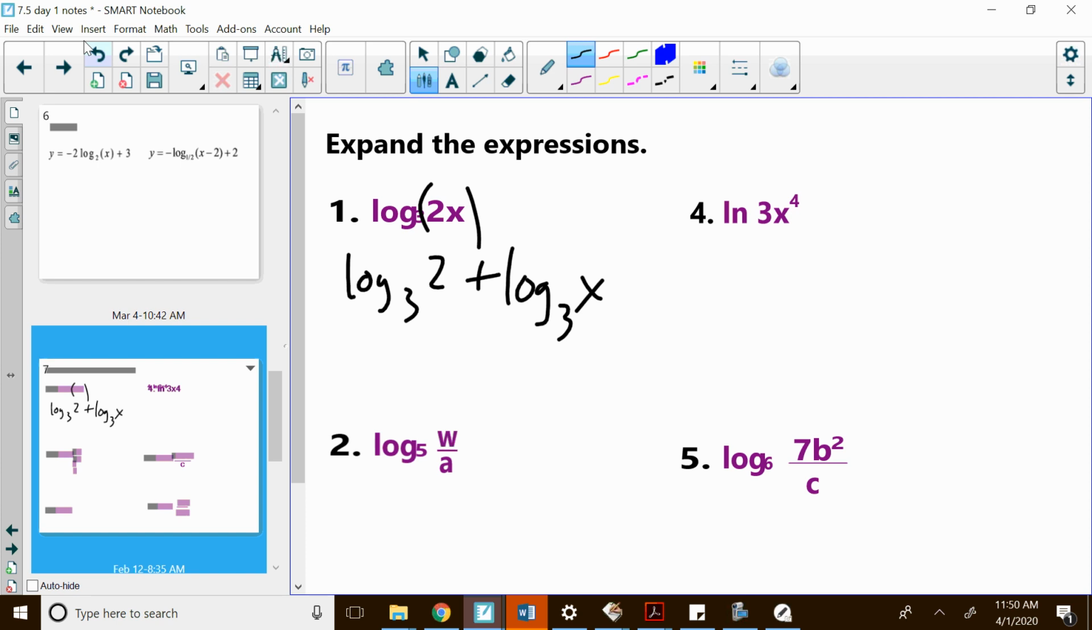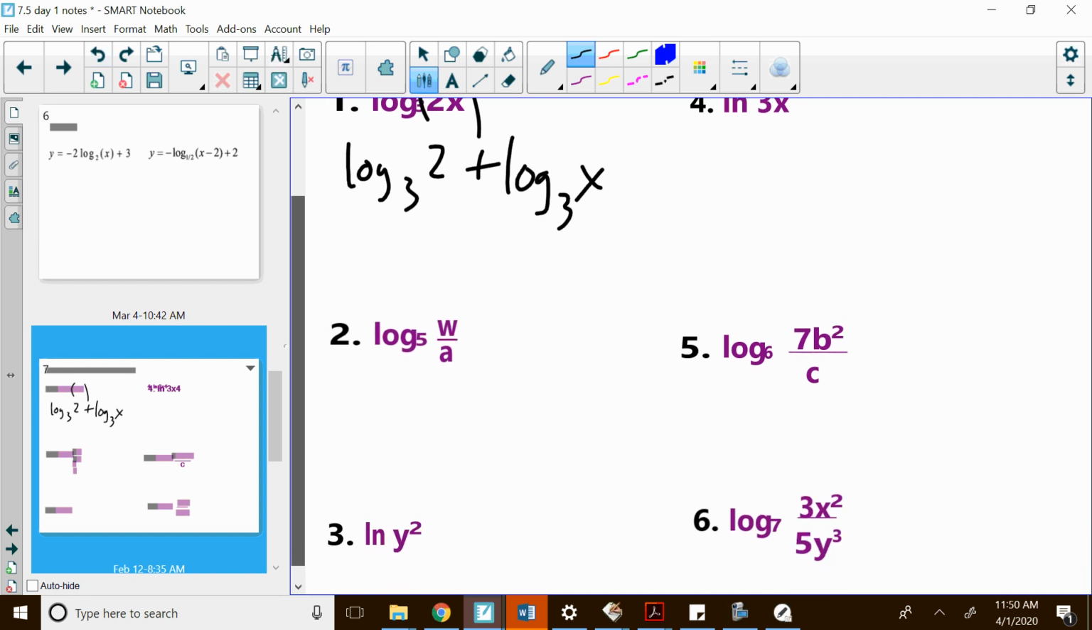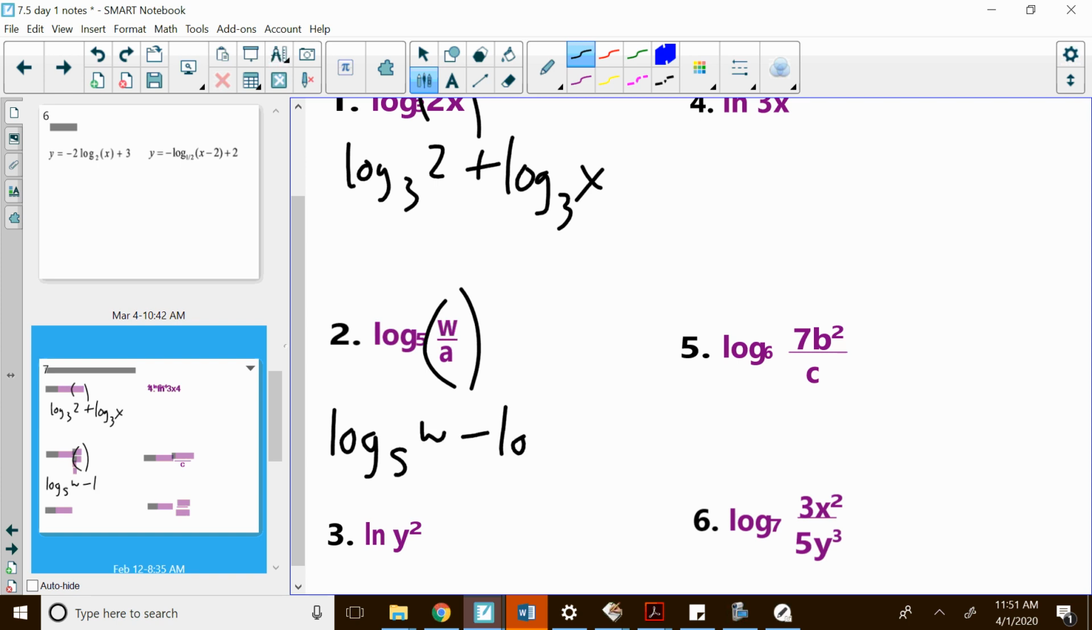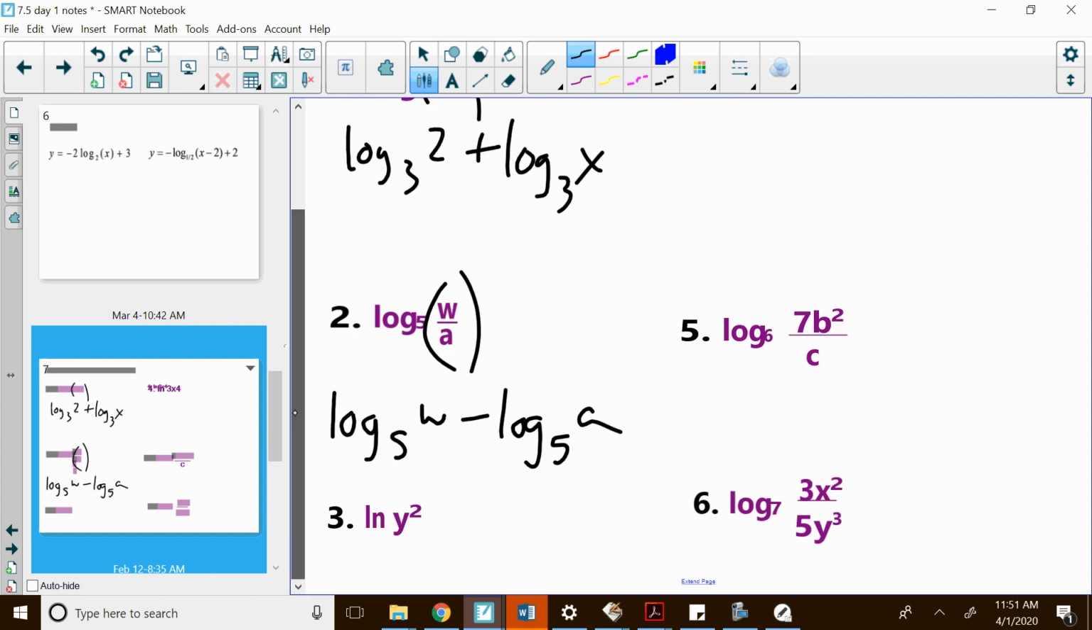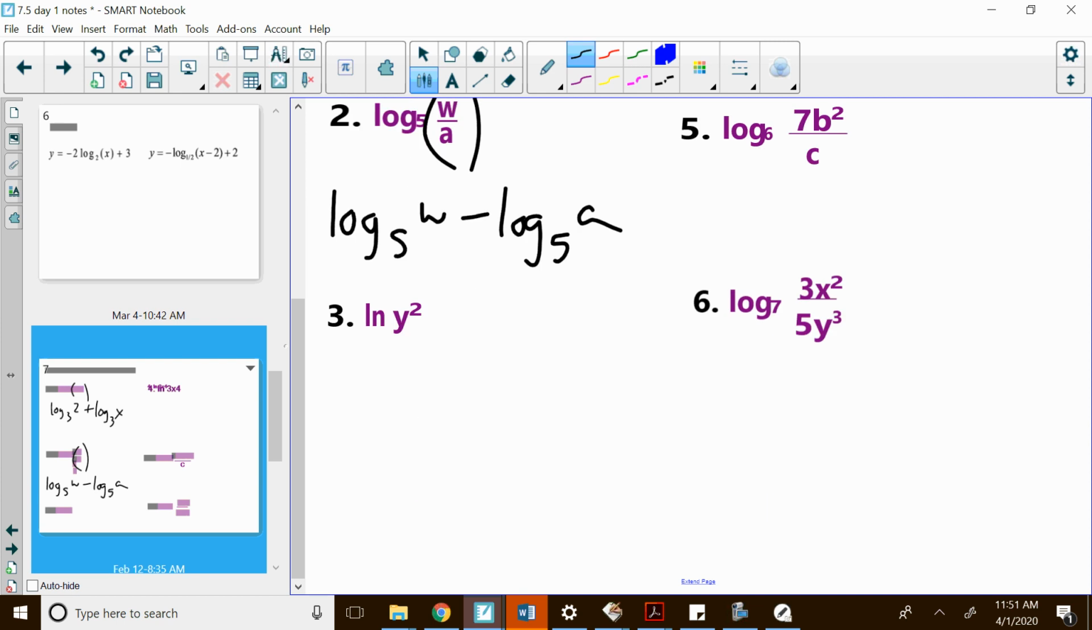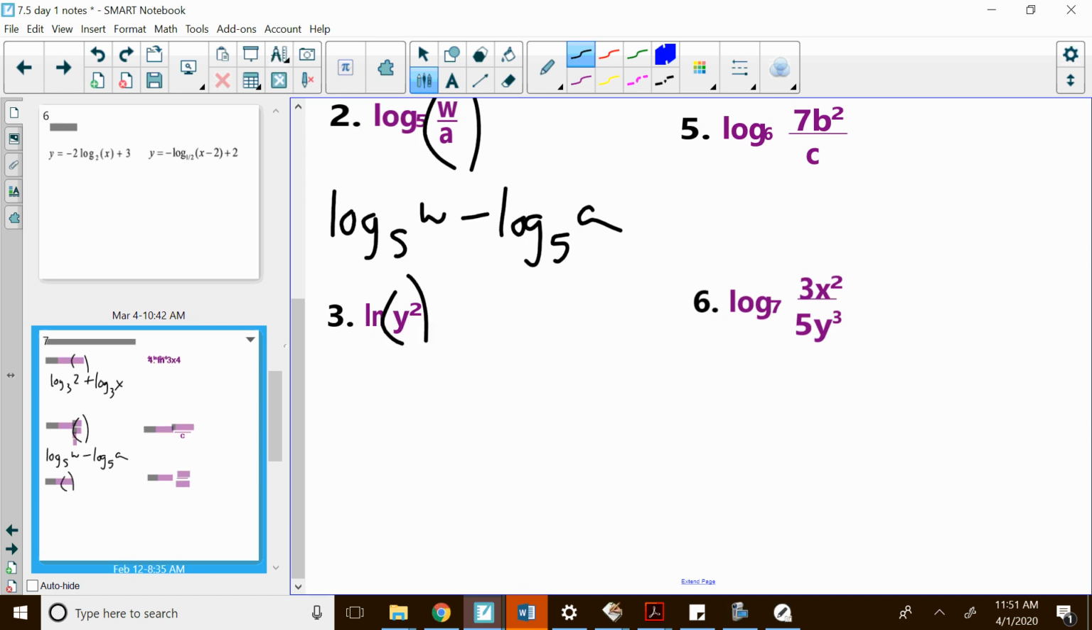Let's go to number 2 down below here, this vertical one. We're going vertically here. The log base 5 of w over a. This is still pretty simple. It's the log base 5 of w minus the log base 5 of a. And we're done. We've expanded it using our quotient property. Number 3, the natural log of y squared. We could use our power rule to say that's 2 times the natural log of y, expanded.